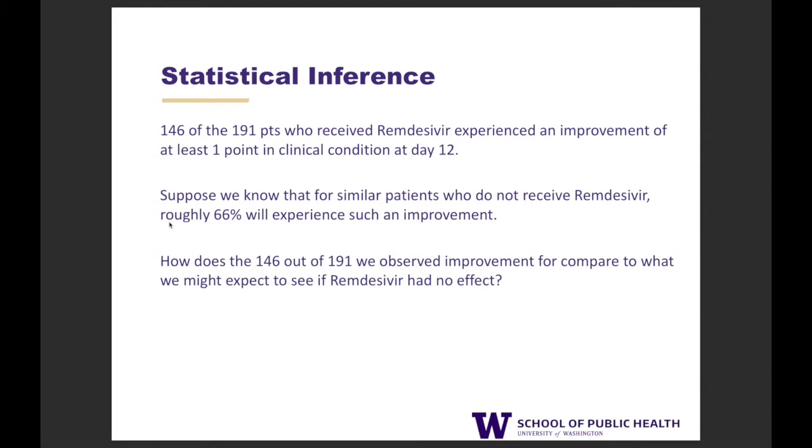When we think about doing statistical inference here, null hypothesis testing generally reduces to this question: how does the 146 out of 191 patients that we observed improvement for compare to what we might expect to see if remdesivir had no effect? So in this imagined null hypothesis world where remdesivir has no effect, and each patient has a 66% chance of improving as if they had not taken remdesivir, is observing 146 out of 191 unusual?